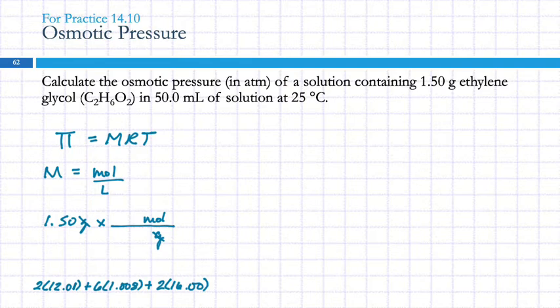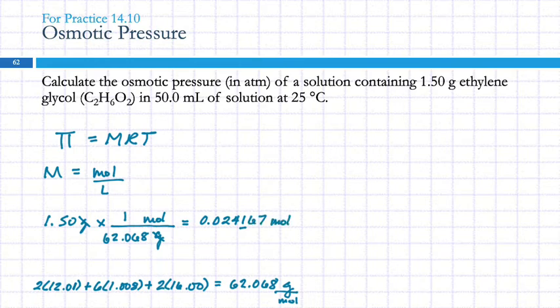So 62.068 grams for every mole of that compound. So 1 mole, 62.068 grams. This is going to give me 0.0241. So my mass has 3 sig figs, and I'm going to write down 2 extras. So that's how many moles there are.